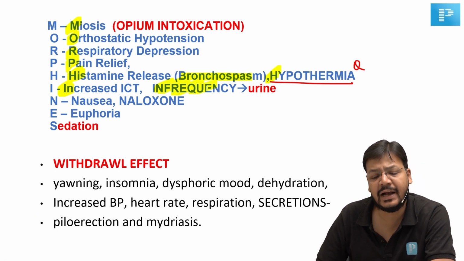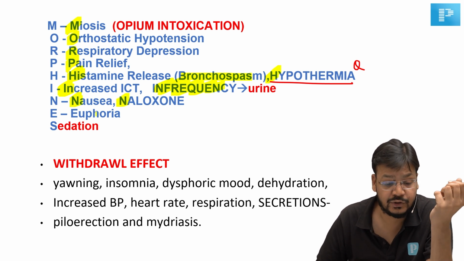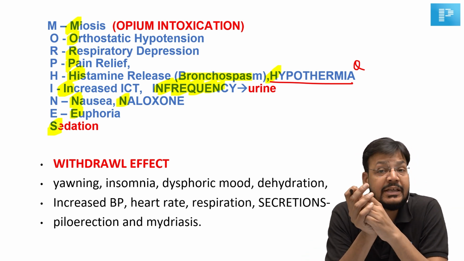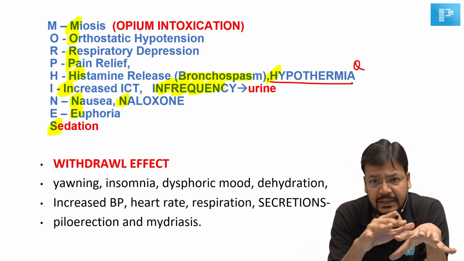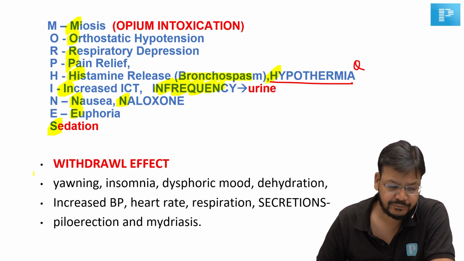Increased intracranial tension and infrequency of the urine. Nausea, and naloxone is an antidote. It causes euphoria and sedation. If these symptoms are given, we are talking about opioid intoxication.